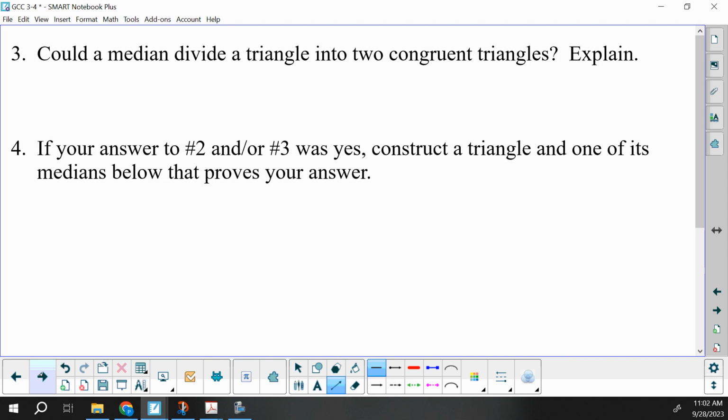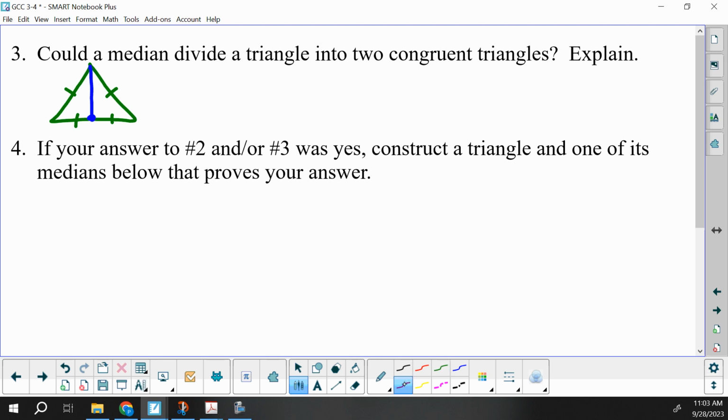If we go over to the next page, could the median divide the triangle into two congruent triangles? Well, if we think of different types of triangles, there are equilateral triangles that have all sides the same, isosceles triangles that have two sides the same, and scalene triangles that don't have any sides the same. So in an equilateral triangle, I'm going to signify it's equilateral by putting the tick marks on all of them. Your median, if we're going to the midpoint, would split it into two congruent triangles. They'd be exactly the same.